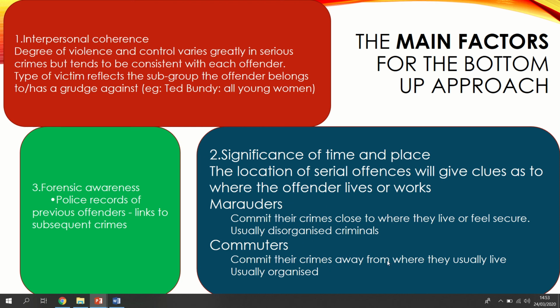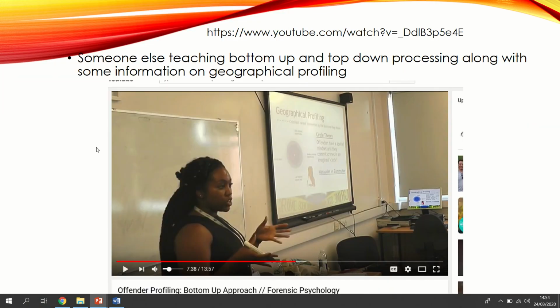Commuters are people who commit crimes away from where they usually live because they think it'll give them a chance to not get caught. And these are usually, going by the FBI standards, organised criminals. I know that's from top-down processing, but I'm just trying to link the two together. And then in bottom-up processing, they look at forensic awareness as well, so the police records of previous offences or any links to subsequent crimes.